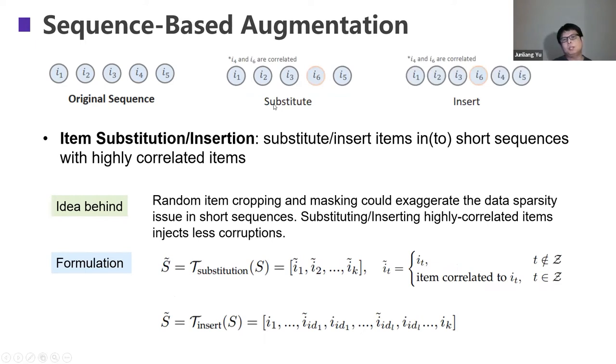And these three augmentation methods can be used to augment the long sequences, but when it comes to short sequences, which only have several items, using these methods may exaggerate the data sparsity issue. So we can use other augmentation methods, which are often considered more robust, to augment the sequence data. We can substitute items in short sequences or insert items in short sequences. And these items are usually highly correlated to the original items, which means they are similar to the replaced items. Usually these items are computed by representation similarities. And then we can use these items to augment the short sequences.